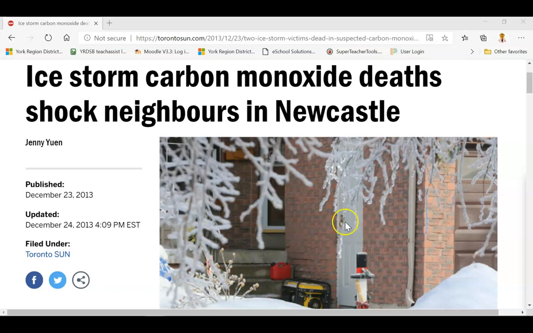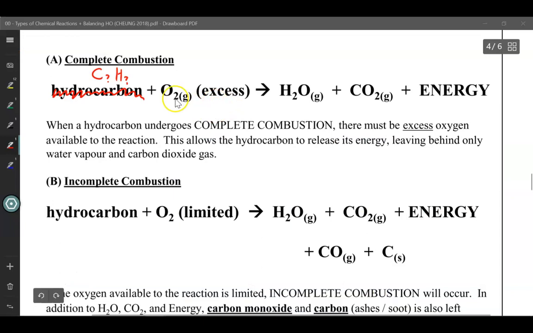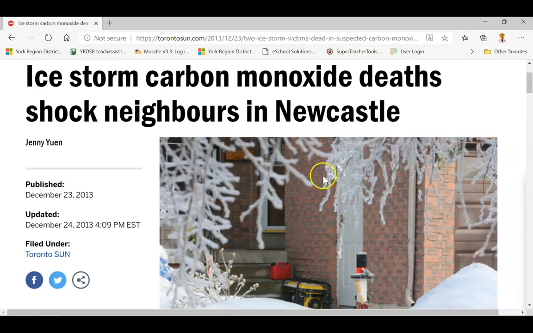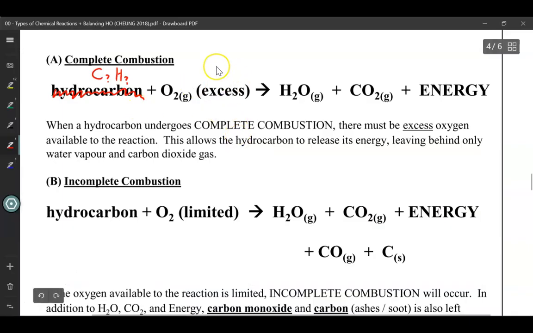Now, at the start, there was a lot of oxygen in the house. Excess oxygen. So initially, these generators and barbecues were combusting completely, just producing water, carbon dioxide, and lovely heat to warm up the house. But overnight, with the windows closed, the oxygen levels in the house started to drop. As the combustion reaction started eating up all the oxygen, turning into water and CO2, now we don't have enough oxygen in the house. It becomes limited oxygen. And so complete combustion now becomes incomplete combustion, releasing deadly carbon monoxide gas.